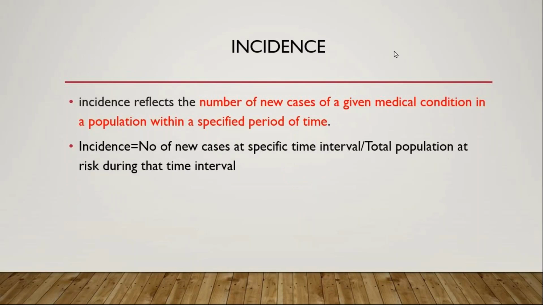Okay. So the next is incidence. What is incidence? Incidence reflects the number of new cases of a given medical condition in a population within a specified period of time. So it is the number of new cases, how many new cases of that disease have occurred, upon total population. So the formula will be number of new cases at specified time interval upon total population at risk during that time interval. The formula of incidence is very important for part 1 MRCOG as well as part 2 MRCOG.